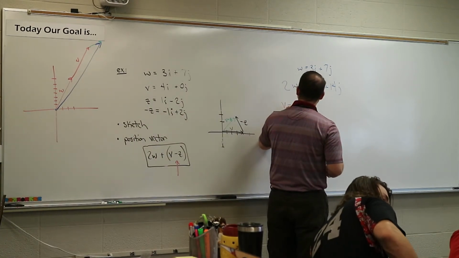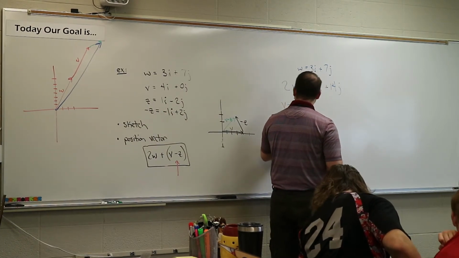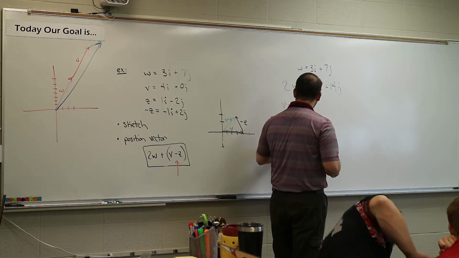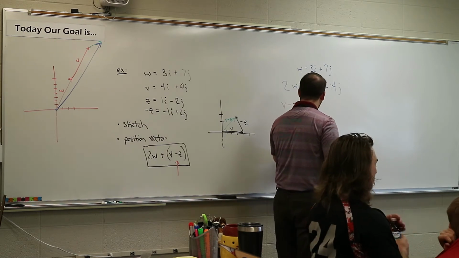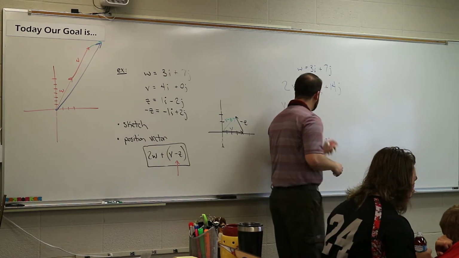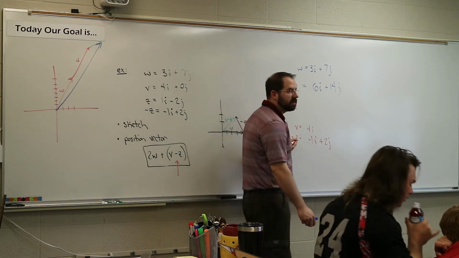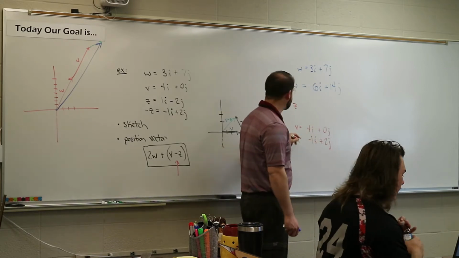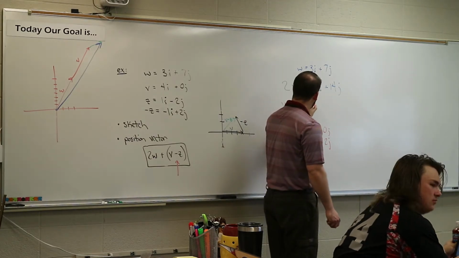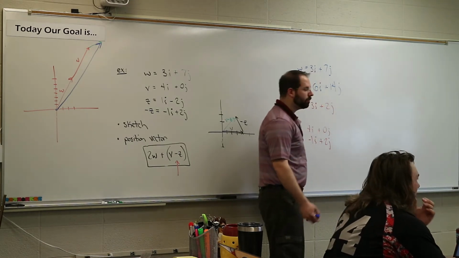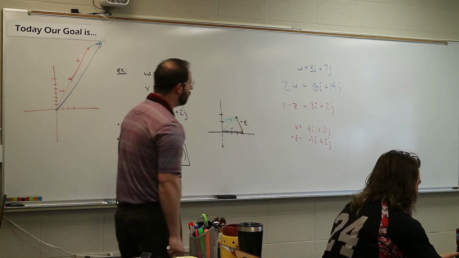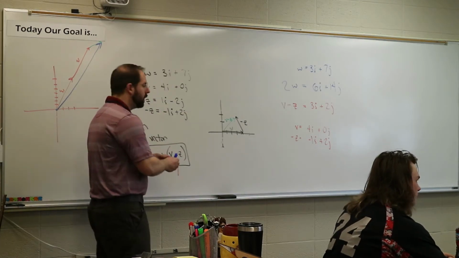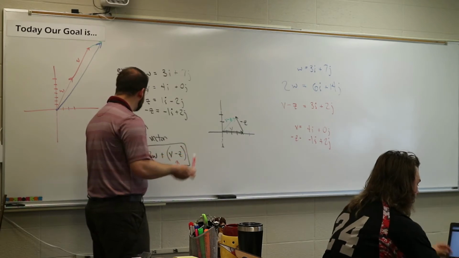V minus Z, V is 4i, and negative Z, I should say, is negative 1i plus 2j. So here's the trick. Since I have both, I'm just going to add these two together. This is going to be 3i plus 2j. That's adding the V and the negative Z together. And now the final result is adding this red part plus the blue part, which is the 2W.